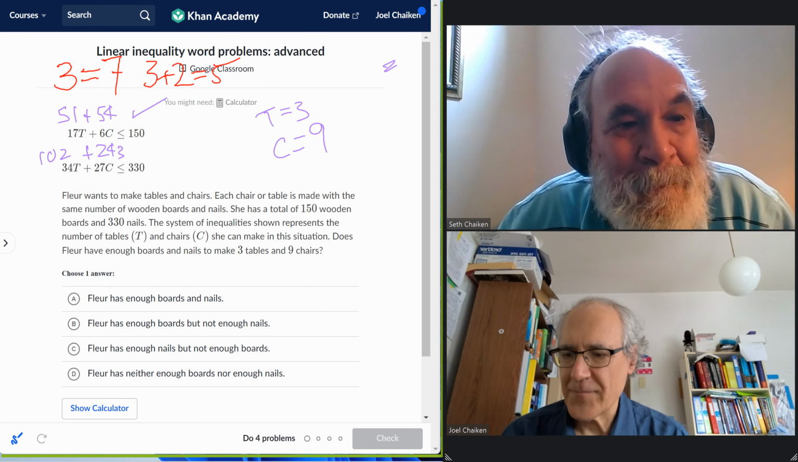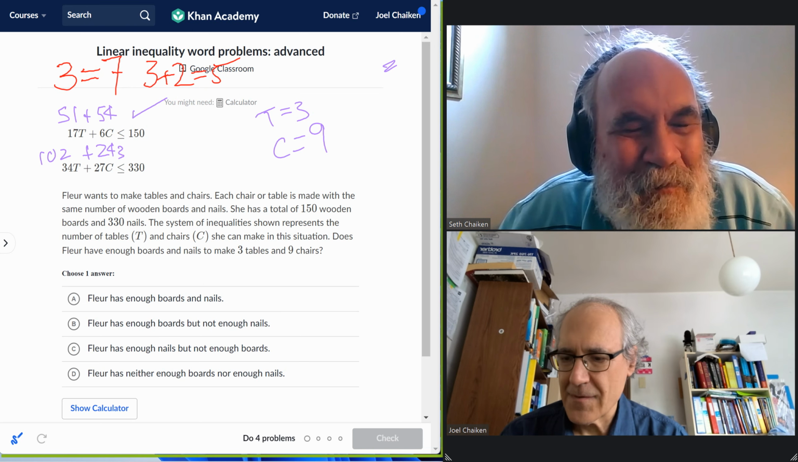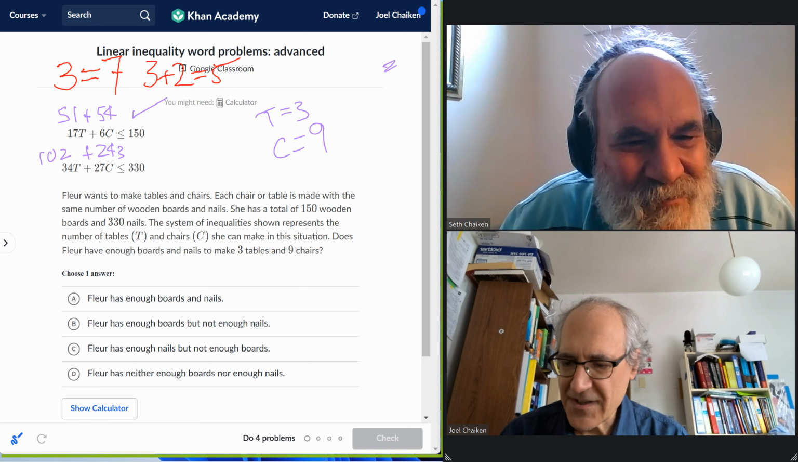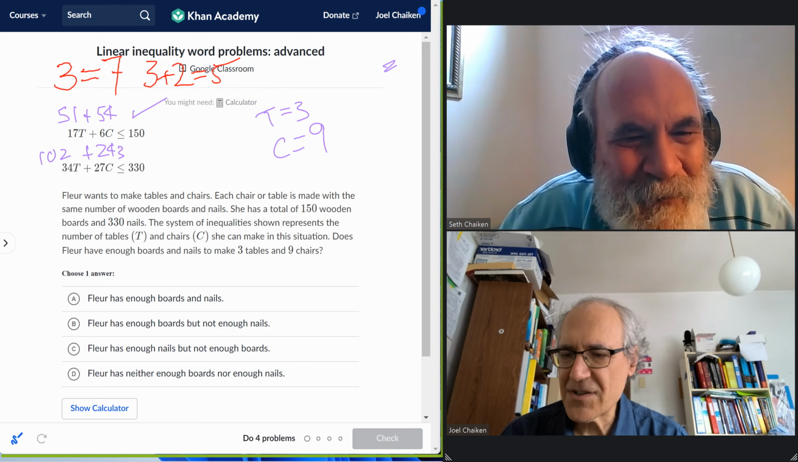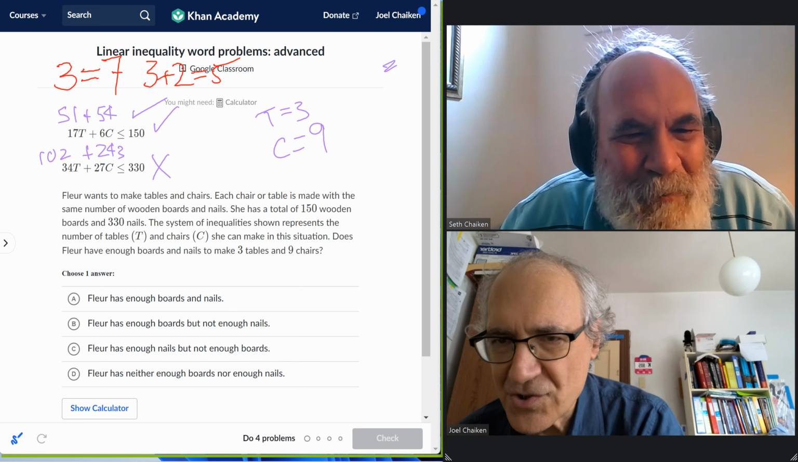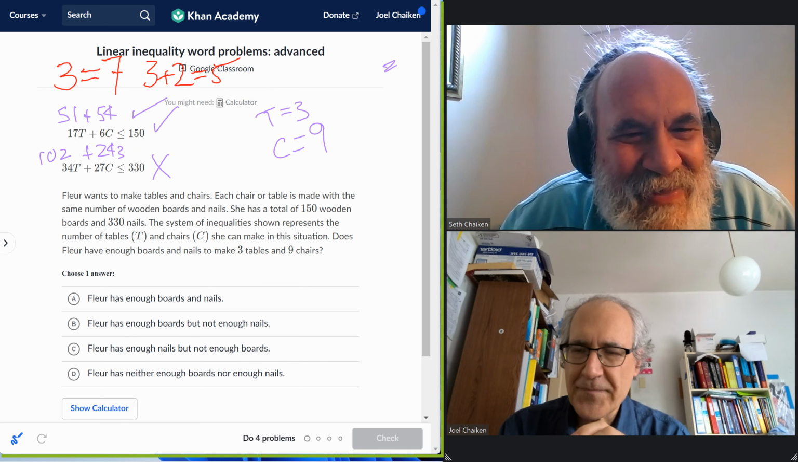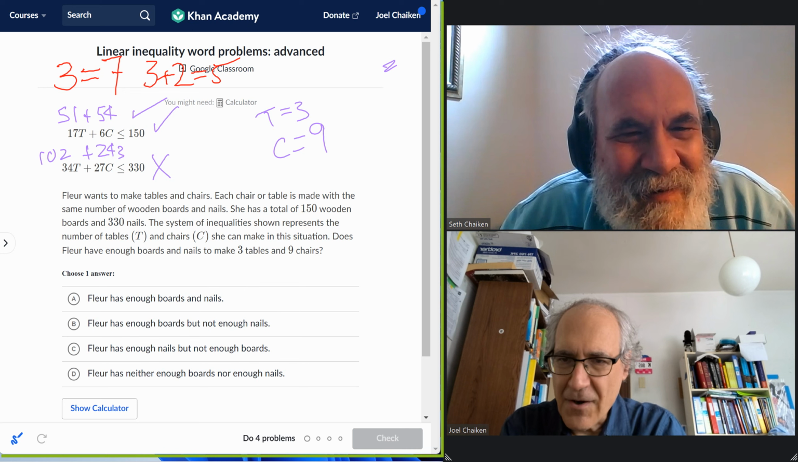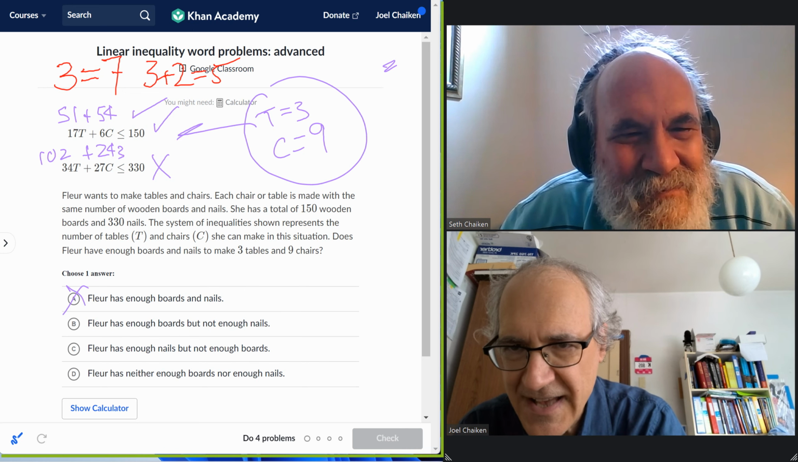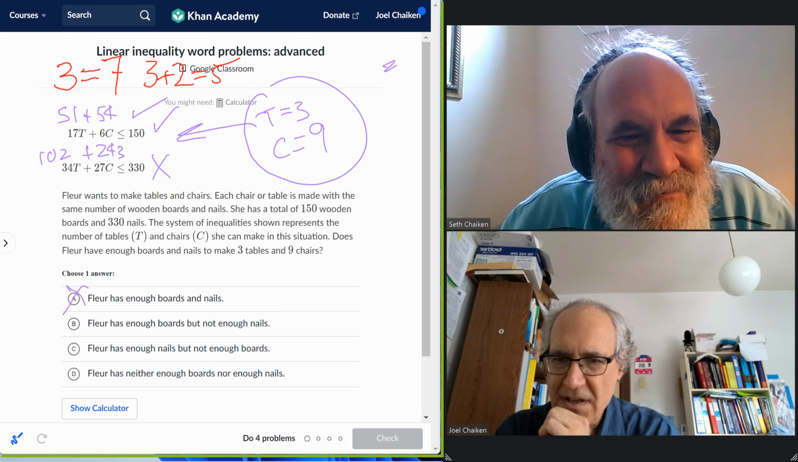So let's go from there. I'm just calculating these things, plugging the numbers into these equations, and this one is not true, and this one is true. So forget this one, right? Floor doesn't have enough because these numbers don't satisfy both equations.